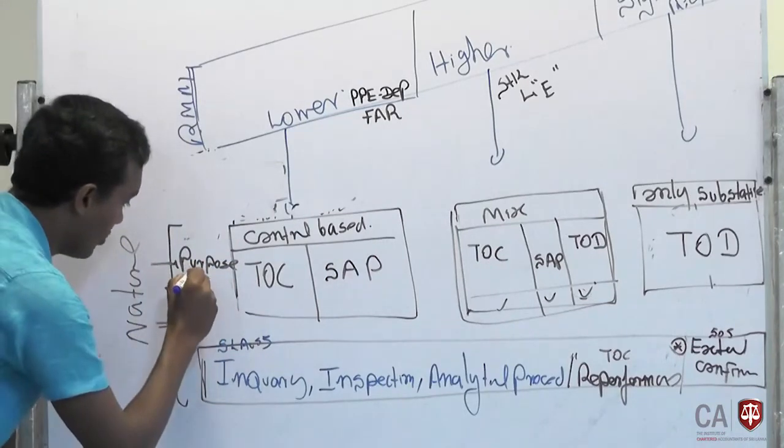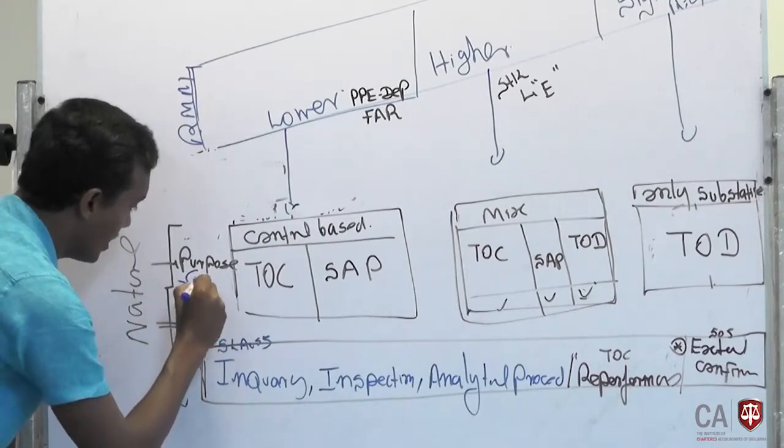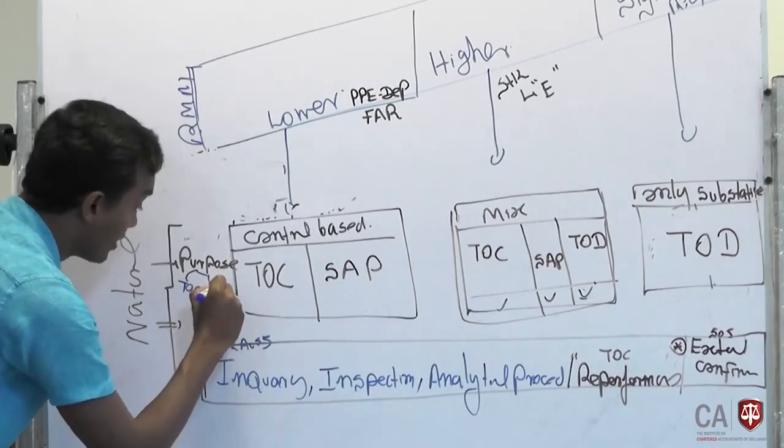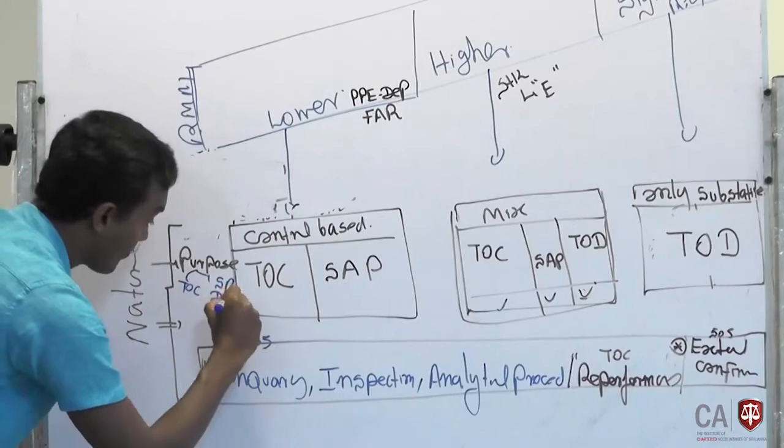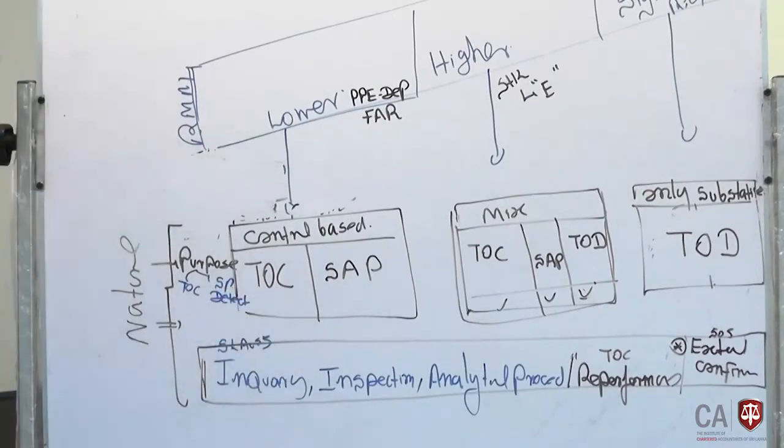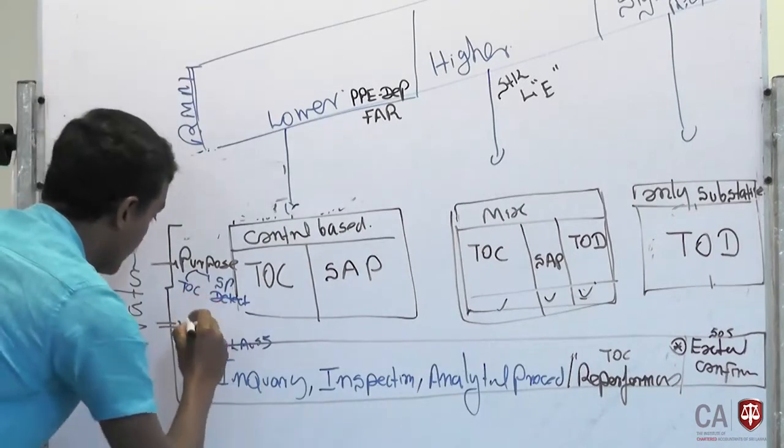For test of control, the purpose is to test whether the control is working, but the purpose of substantive procedure is to detect a misstatement. The other one is that you can divide it by type.